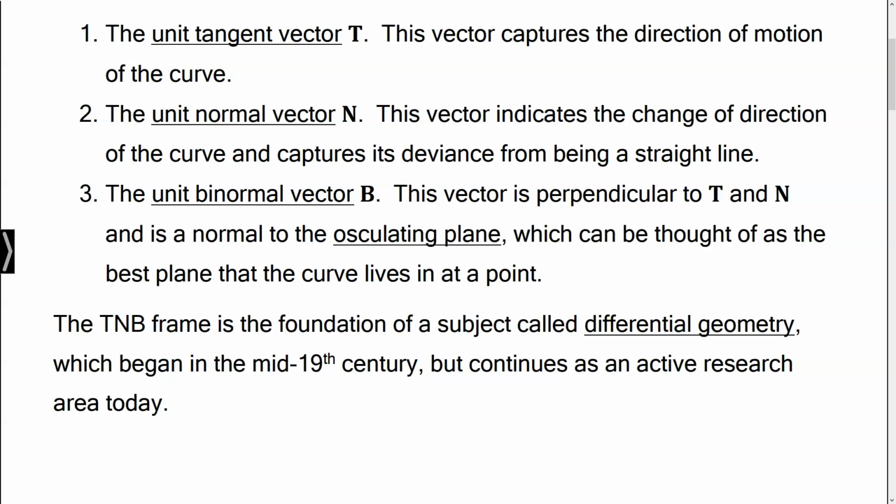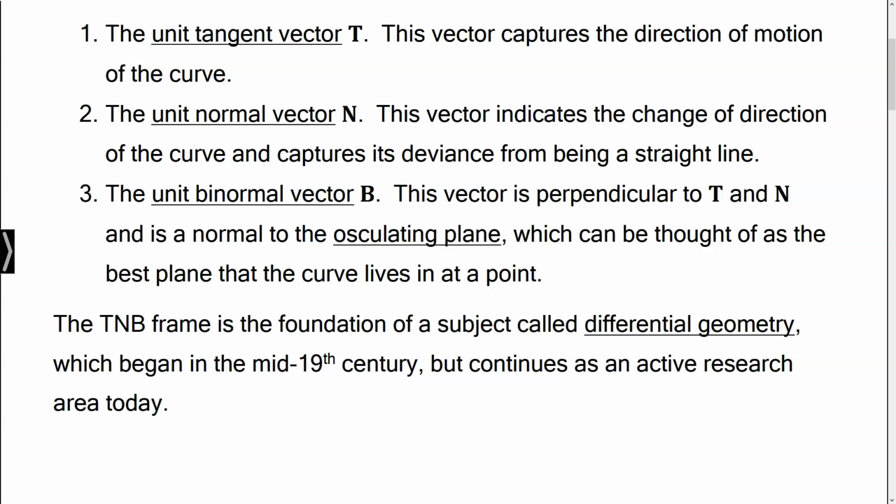So from that, we get that the unit normal has to be orthogonal to T, and by definition of the cross product, the binormal is orthogonal to T and N. So these are all mutually perpendicular, and they're all unit length 1. So that's what we call an orthonormal basis, similar to i, j, k.